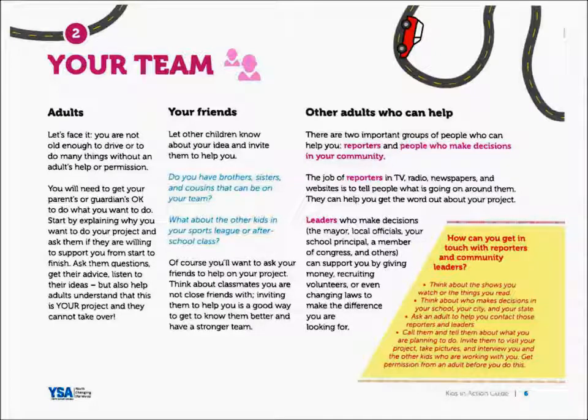Now, there are some other adults that can help you. There are 2 important groups of people who can help you: reporters and people who make decisions in your community. The job of reporters in radio, TV, newspapers, and websites is to tell people what is going on around them. How can you get in touch with your reporters and the community leaders? Well, you can ask an adult to help you contact those reporters and leaders, and you need to ask your parent before you do this, of course, and call them and tell them about what you are planning to do. And you have to remember to get permission from an adult before you do this.